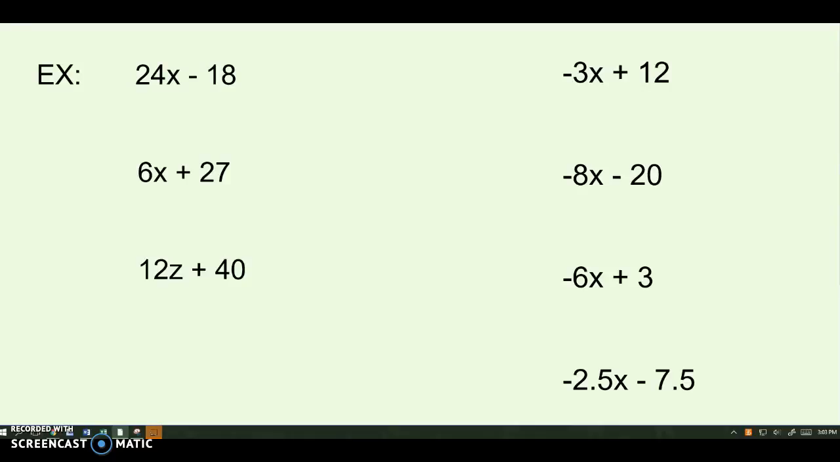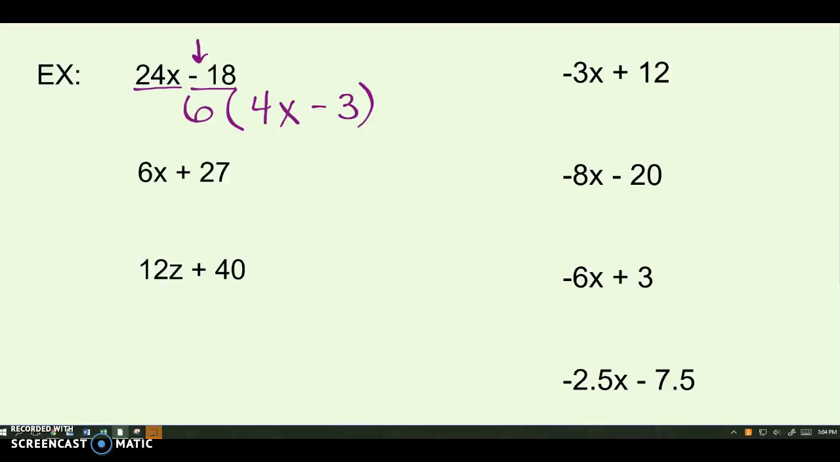24 and 18. What's the biggest number that goes into both of those? You're thinking, okay, 6. So when I divide out the 6, it gets written out front, and then I say, okay, what's left from this term if I divide out the 6? Well, 24 divided by 6 would be 4, and I still have the x. And then I look at this term, and remember that negative is glued to that 18. So negative 18 divided by 6 would be negative 3.